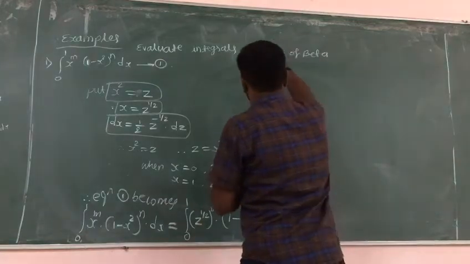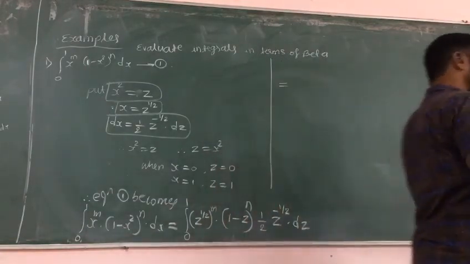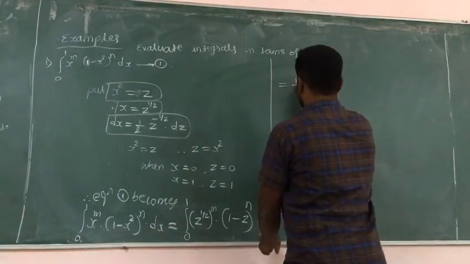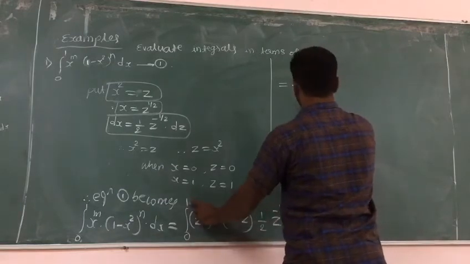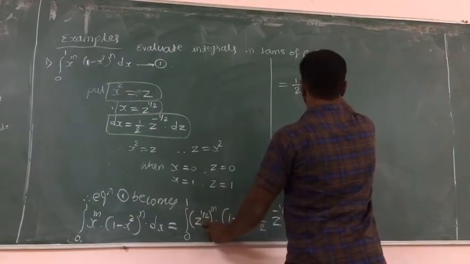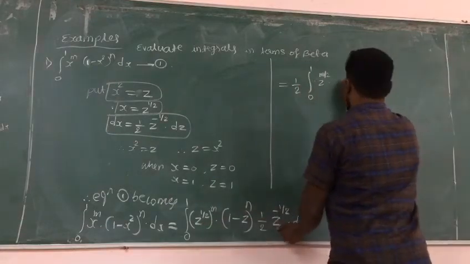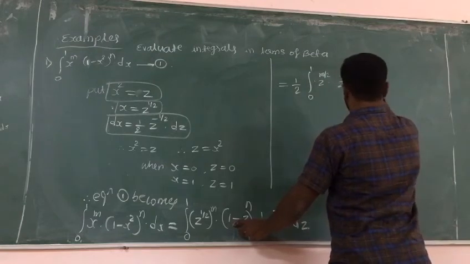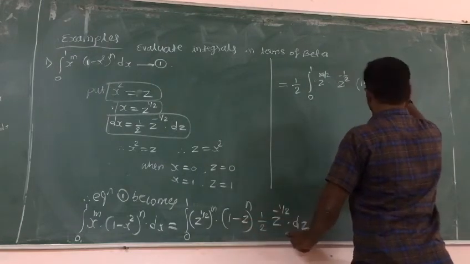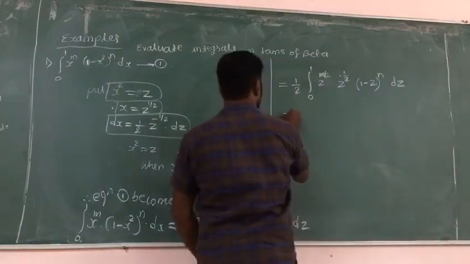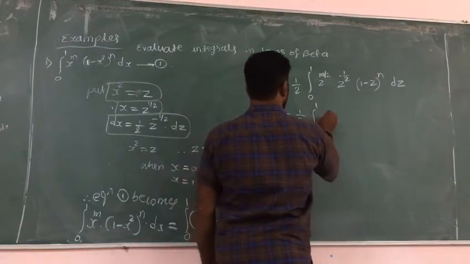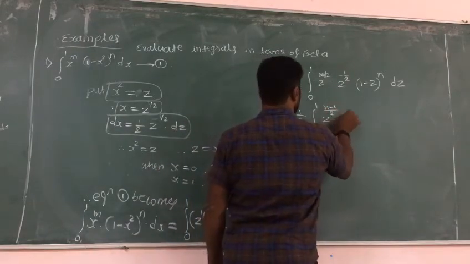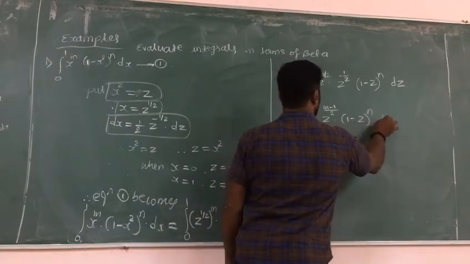So therefore that equals constant 1 by 2. The constant 1 by 2 I take outside. So integration of 0 to 1 z raised to m by 2 into z raised to minus 1 by 2 into 1 minus z raised to n into dz. Clear? So that equals 1 by 2, 0 to 1. If the bases are same, add the powers, so z raised to m minus 1 by 2 into 1 minus z raised to n into dz.